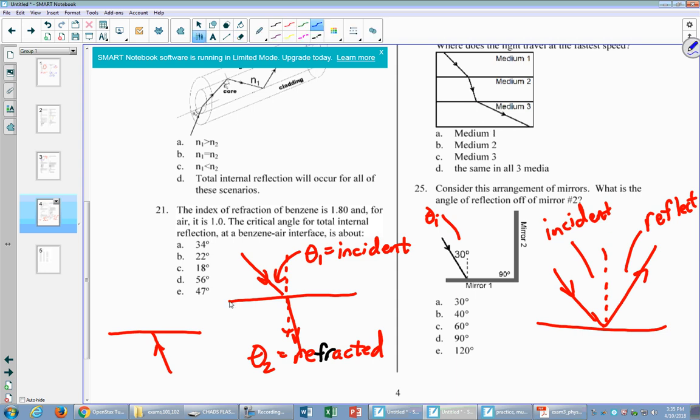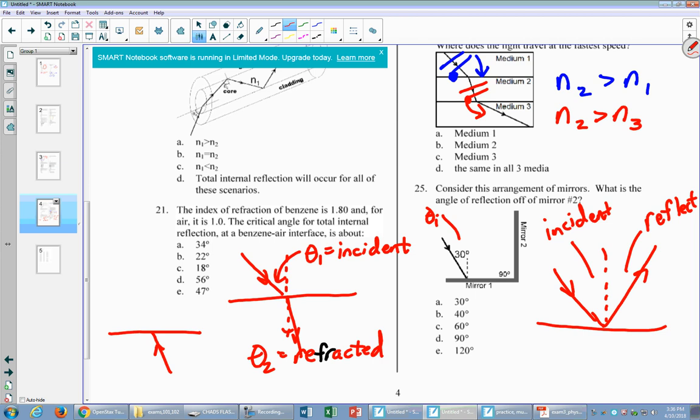So you're going to have a question like this. I always have to go through the process. I imagine my wave fronts traveling through here. I know here it has to slow down, right? So then I know N2 is bigger than N1, because light slows down when it enters medium 2. And then here, this speeds up, and so N2 is bigger than N3. So N2 is bigger than both N1 and N3, and so it's the biggest one.